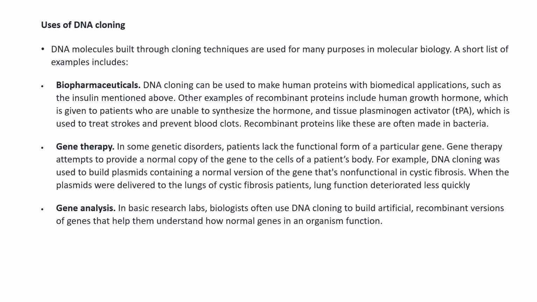Other examples of recombinant proteins include human growth hormone, which is given to patients who are unable to synthesize the hormone, and also tPA, the tissue plasminogen activator, which is used to treat strokes and prevent blood clots. Recombinant proteins like these are often made in bacteria. So making biopharmaceuticals or biologicals, for example, insulin, as shown here, growth hormone, and tissue plasminogen activators.